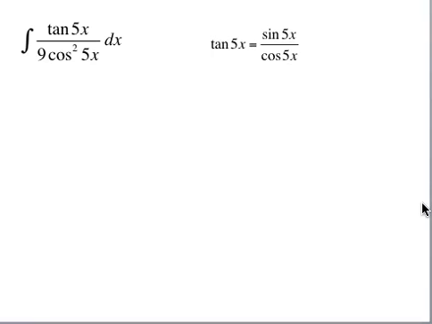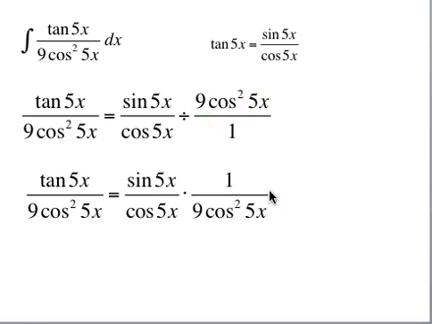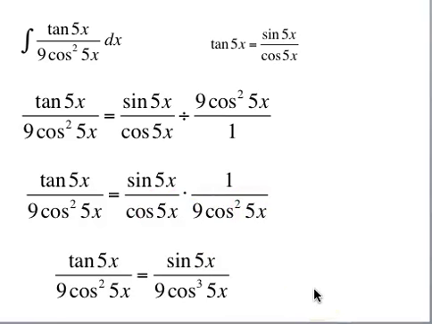So tangent 5x is sine 5x over cos 5x. So I need tangent 5x divided by 9 cos squared 5x. So you'll notice I've rewritten tangent 5x as sine 5x over cos 5x. There's the tangent 5x. Divided by 9 cos squared 5x over 1. And when you divide fractions, you invert and multiply times 1 over 9 cos squared 5x. So sine 5x times 1, sine 5x on top, 9 cos squared 5x times cos 5x will give us 9 cos cubed 5x on the bottom.